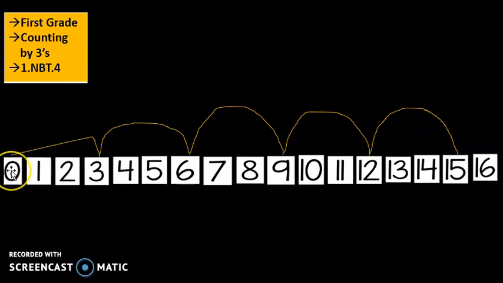Count with Mr. Begay. 0, 3, 6, 9, 12, 15. Good job, students. We're counting by threes. Now, first graders, here's what you're going to do. You're going to count those numbers by yourself, and Mr. Begay is going to remain silent. All I'm going to do is move that mouse around. Watch the mouse and see what number it lands on, and you're going to say that number to yourself. Ready? Here we go.